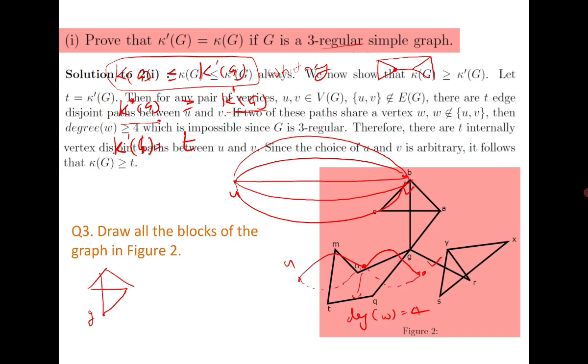So you can see the first block does not have a cut vertex. Then the second block starts from G, and again you can see that it does not have a cut vertex. The third block starts from G and goes to R. It does not have a cut vertex. The next one is Y and R, where R is common in these two blocks. And the last one is the triangle, which is Y, S and X. It means the following graph has 5 blocks.